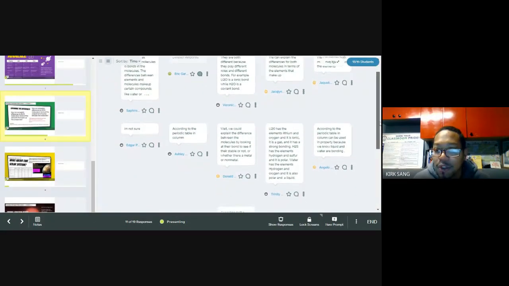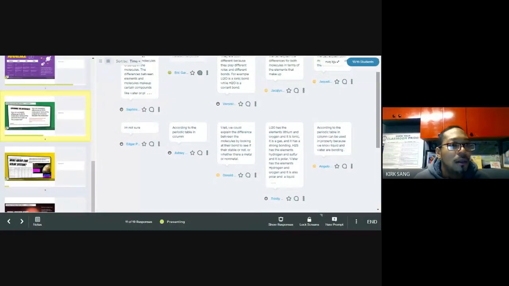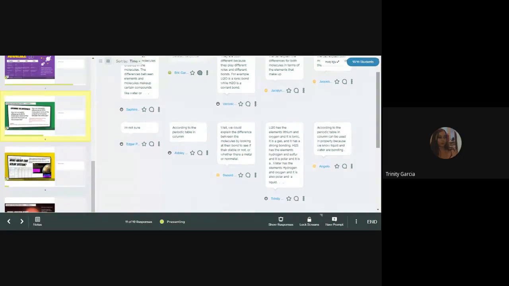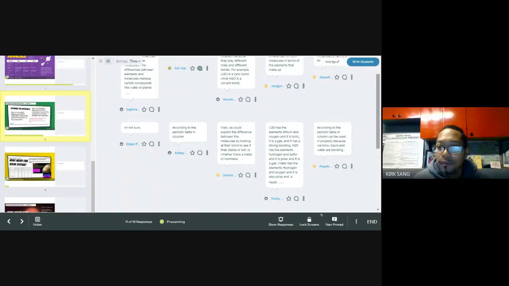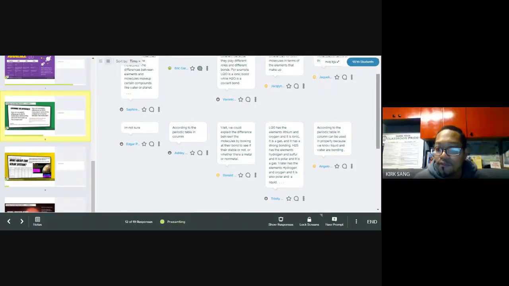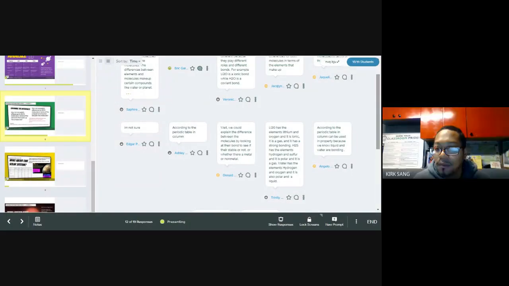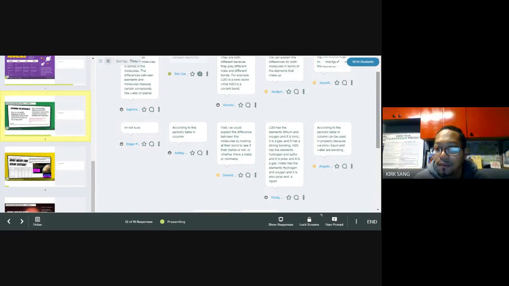All right, Trinity, could you share with us what we figured out so far? We figured out that lithium oxide has the elements lithium and oxygen, and it is ionic. It is a gas and it has a strong bonding. H2S has the elements hydrogen and sulfur, and it is polar, and it is a gas. And water has the elements hydrogen and oxygen, and it is also polar and a liquid.